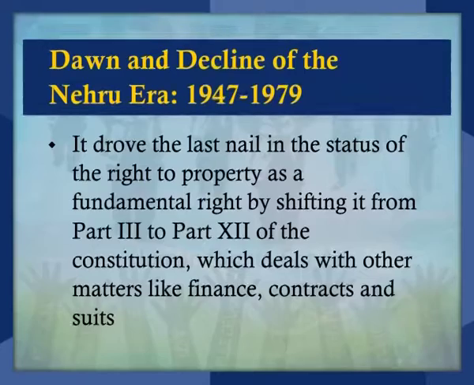The Janata government rolled back some of the worst legacies of the emergency by releasing political prisoners and revoking the coercive constitutional amendments and laws enacted by the previous regime. But in some other respects, it failed to discard earlier illiberal tendencies. It drove the last nail in the status of the right to property as a fundamental right by shifting it from Part 3 to Part 12 of the Constitution, which deals with other matters like finance, contracts and suits.